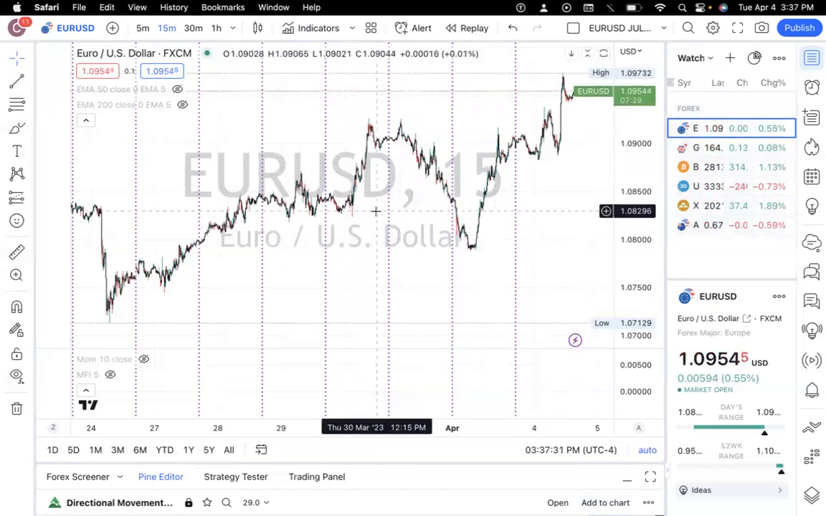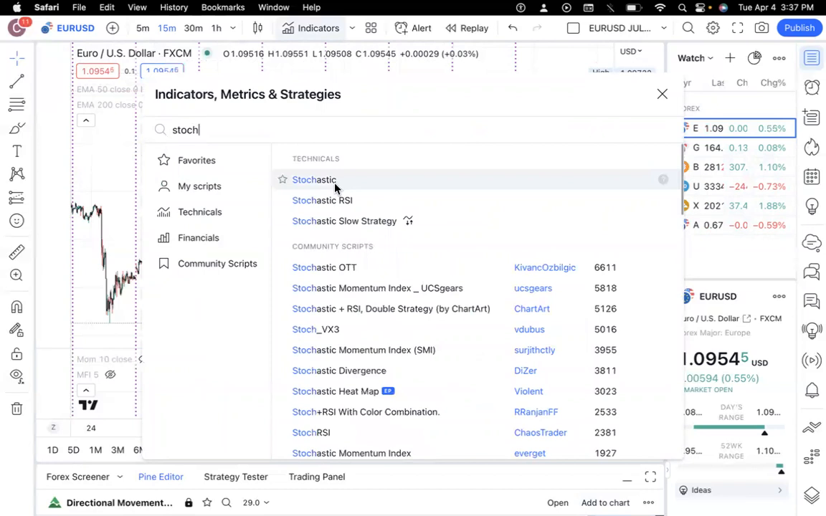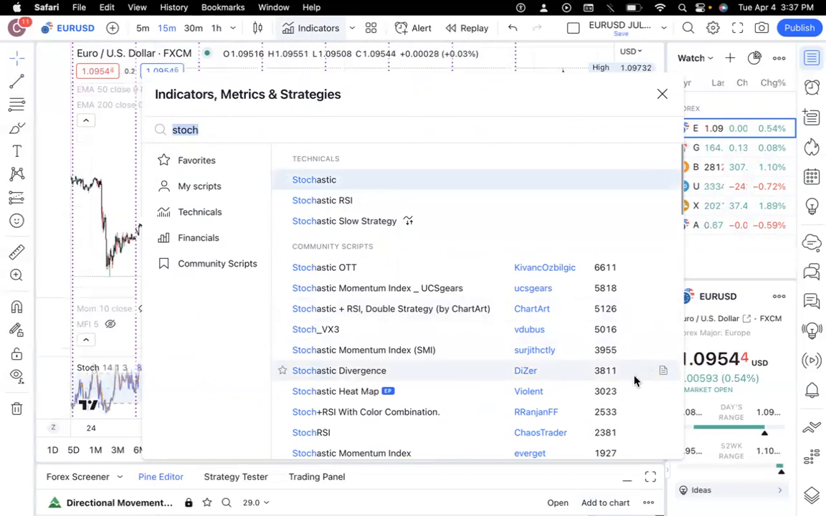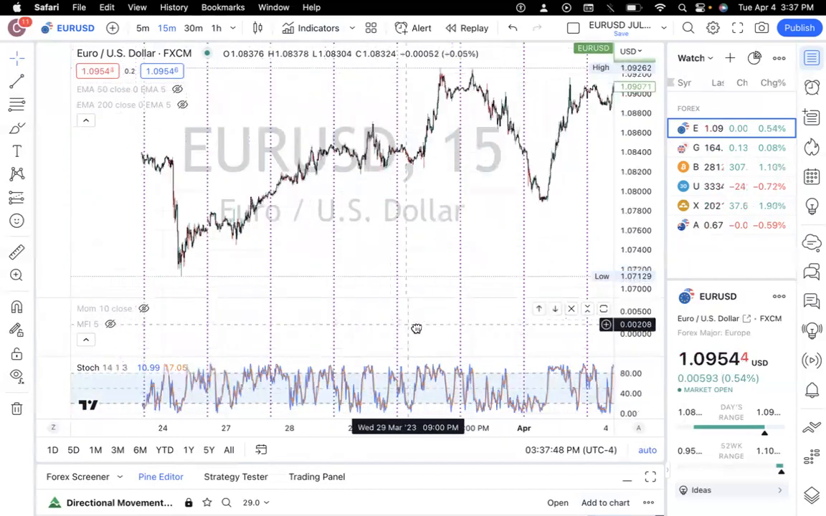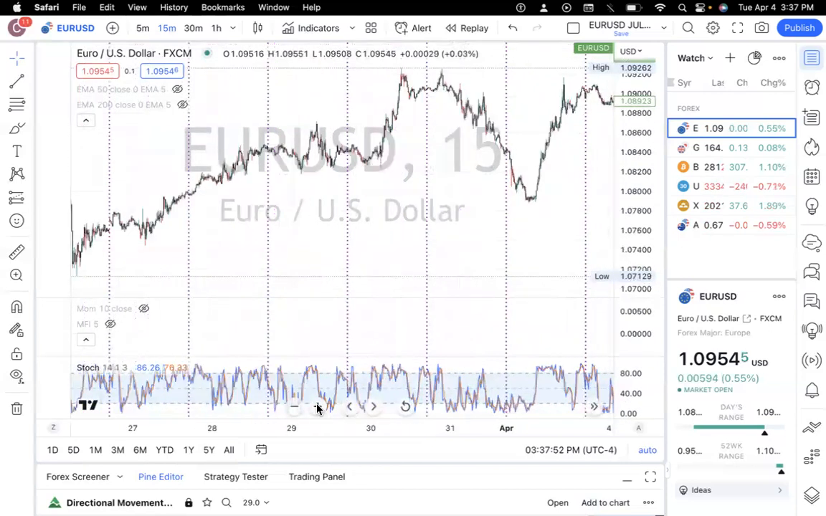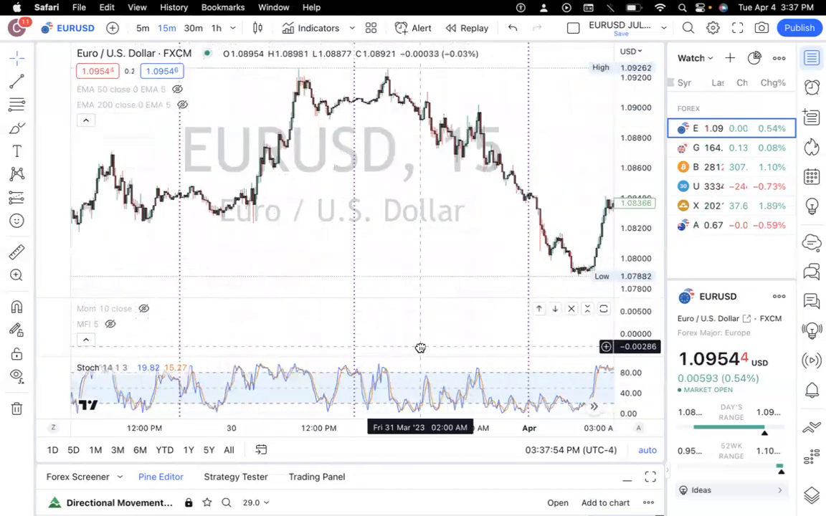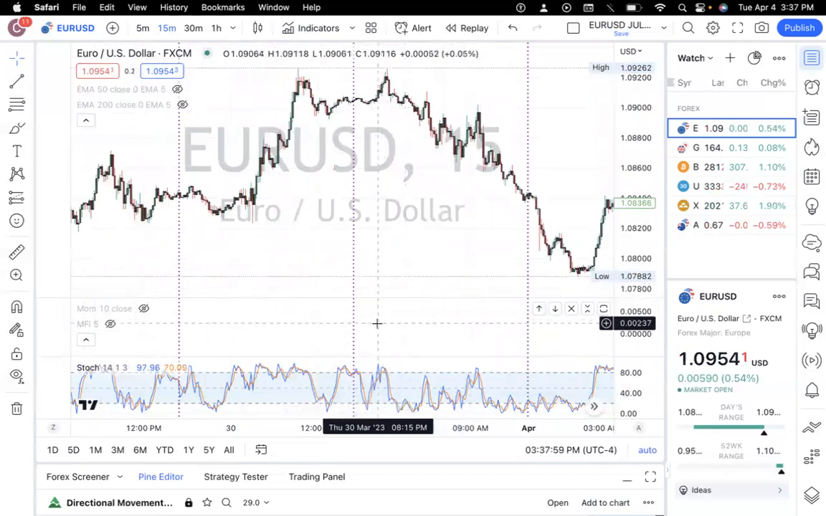Now, to add the stochastic oscillator, first you want to click on indicators and you want to search stock. Right now, a few different ones are going to come up, stochastic RSI and the stochastic, but we're simply going to click the stochastic. And as you can see, the stochastic has popped onto the bottom of my screen. Now, while the stochastic may look like the market, it's supposed to because it's telling us what is happening in the market and if price is steady, overbought, or oversold.